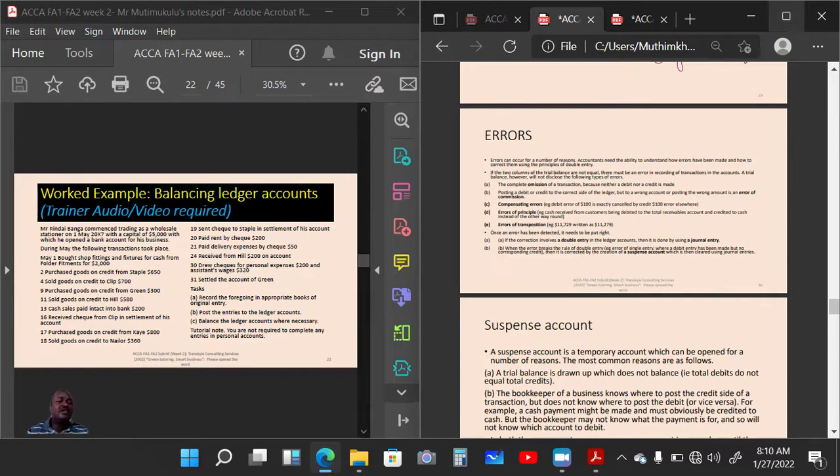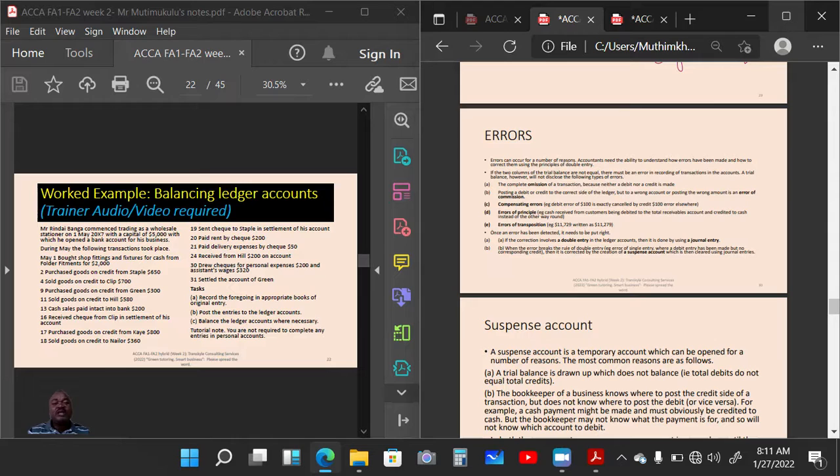Then we've got an error of commission, where we have posted a debit or credit to the correct side of the ledger, but to a wrong account, or posted the wrong amount in error. We just posted $60 instead of $40. That's an error of commission.